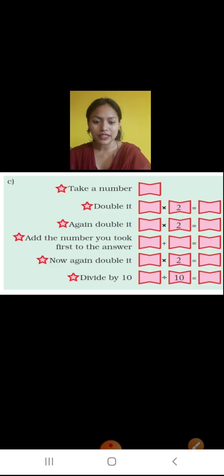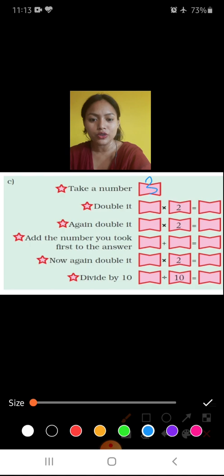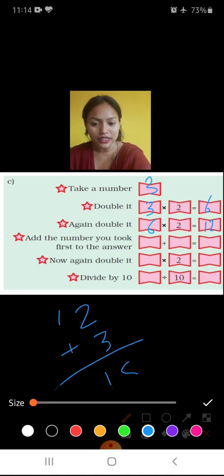Take any number. You can take 3. Okay, we have taken 3. Take the number 3 and double it. So 3 multiplied by 2 is 6. Now again double it, so 6 multiplied by 2 is 12. Now add the number you took first to the answer. 12 is the answer, and the first number I took is 3. So I will add these: 12 plus 3 is equal to 15.